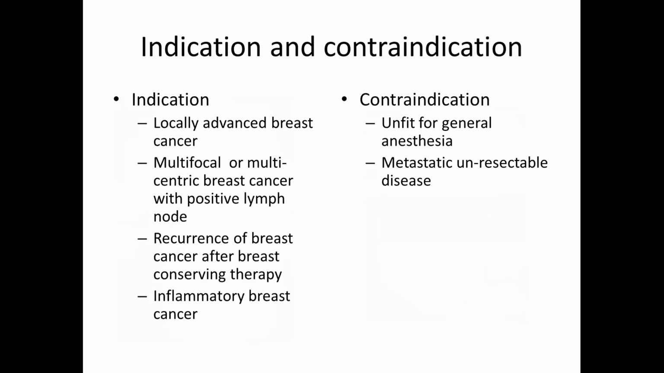Indications and contraindications. Indications of modified radical mastectomy include locally advanced breast cancer, multifocal or multicentric breast cancer with positive lymph nodes, recurrence of breast cancer after breast conserving surgery, as well as inflammatory breast cancer. Contraindications include when the patient is unfit for general anesthesia, when there is metastasis, and when it is an unresectable tumor. Then modified radical mastectomy is contraindicated.